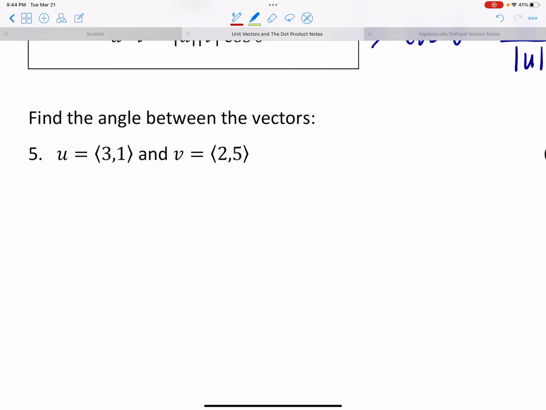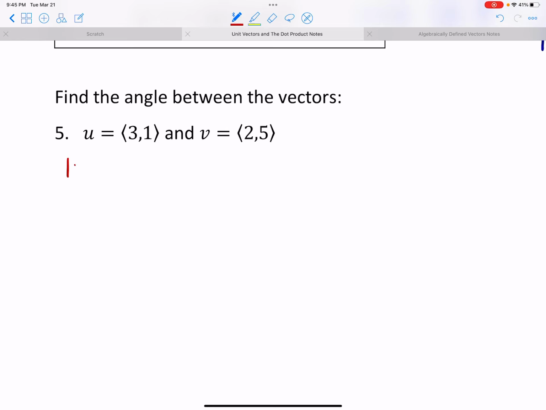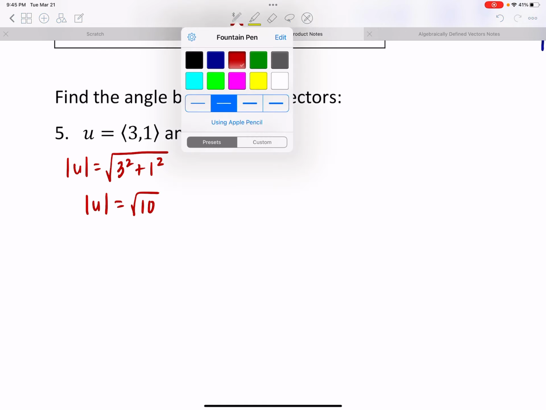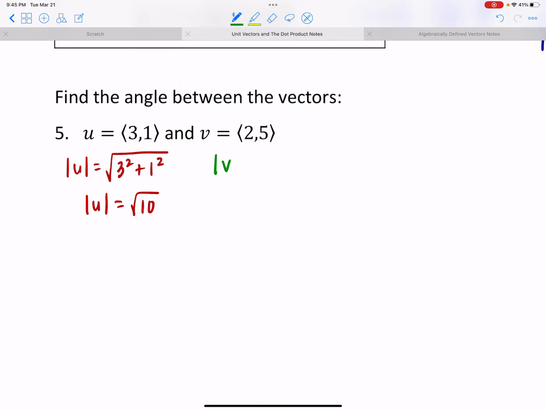So if I wanted to find the magnitude of u, it would be the square root of 3 squared plus 1 squared. 3 squared is 9, 1 squared is 1. That means that the magnitude of u is going to be the square root of 10. And similarly here, if I wanted to find the magnitude of v, that would be like the hypotenuse in the triangle that's created with side lengths of 2 and 5. So this is going to be the square root of 2 squared plus 5 squared. 2 squared is 4, 5 squared is 25, 4 and 25 makes 29.